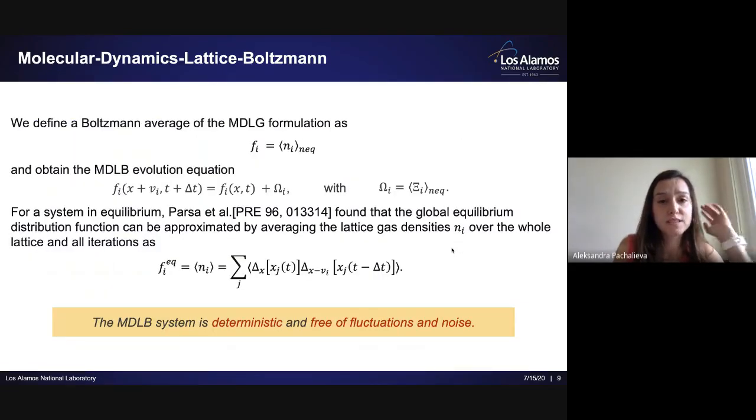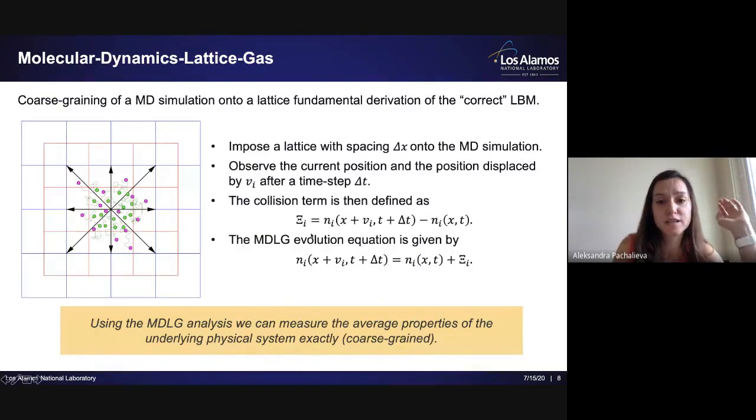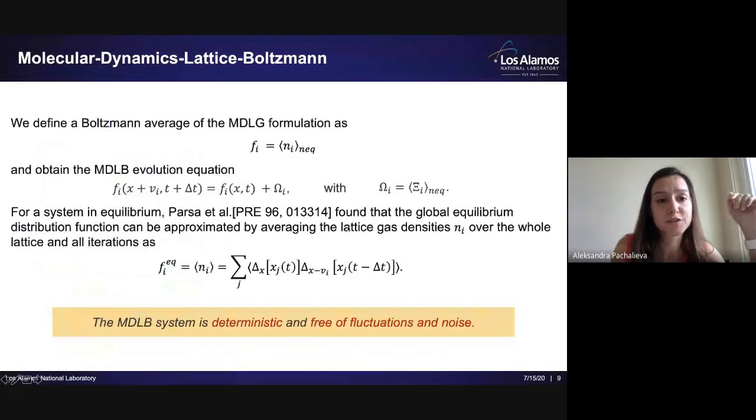Okay, and this is lattice gas, so bear in mind, the Ni's are occupation numbers. If we define a non-equilibrium Boltzmann average over these occupation numbers, we can obtain again, as in the lattice Boltzmann method, our fi's. And we could do this also for our MDLG collision operator and obtain an MDLB collision operator and write the MDLB evolution equation.